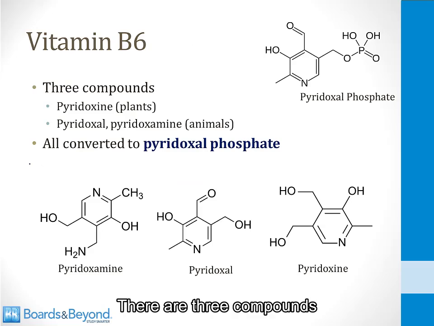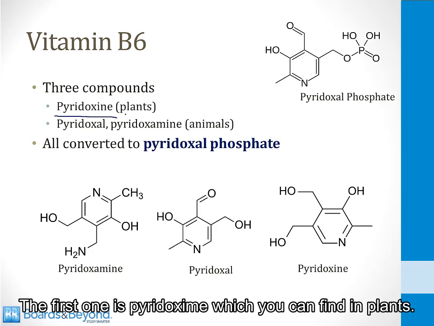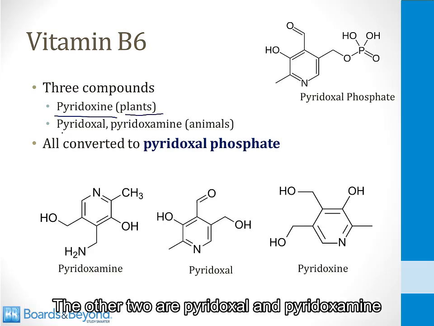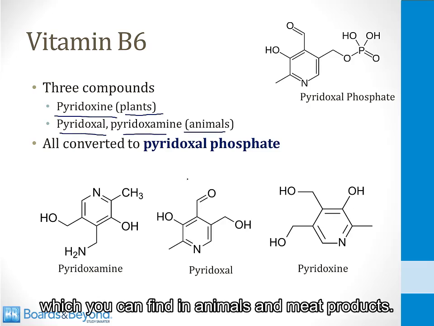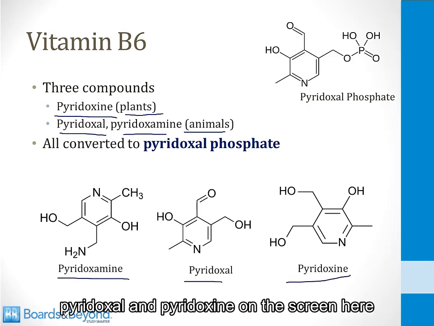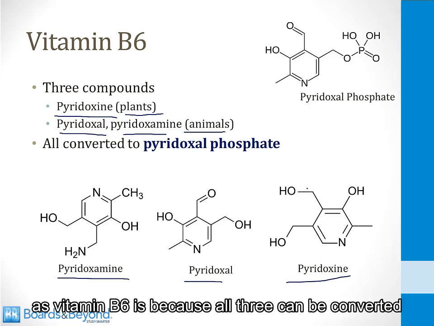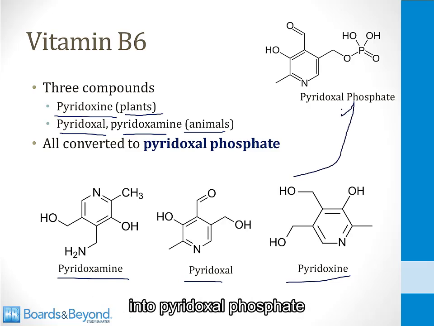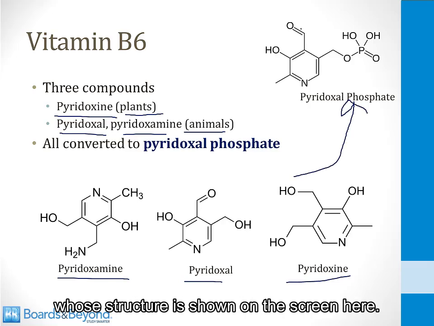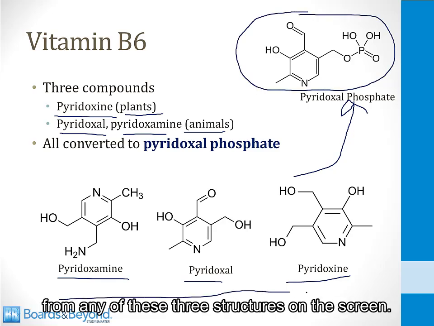There are three compounds that are collectively referred to as vitamin B6. The first one is pyridoxine, which you can find in plants. The other two are pyridoxal and pyridoxamine, which you can find in animals and meat products. This is the structure of pyridoxamine, pyridoxal, and pyridoxine on the screen here. And the reason that they can all work as vitamin B6 is because all three can be converted into pyridoxal phosphate, whose structure is shown on the screen here. This is the active form of vitamin B6, and it can be derived from any of these three structures.